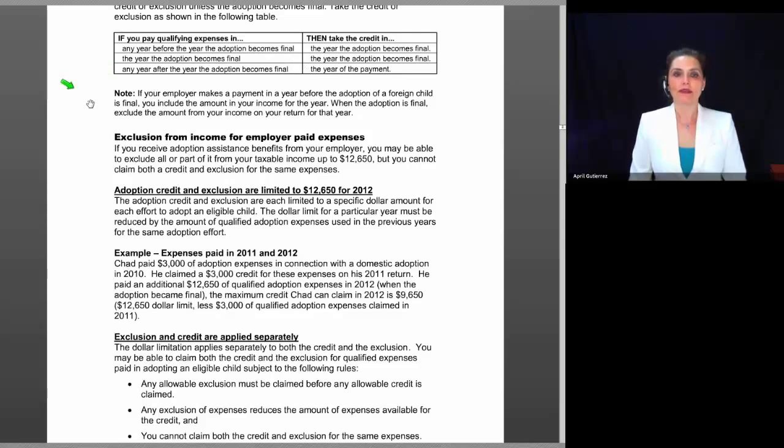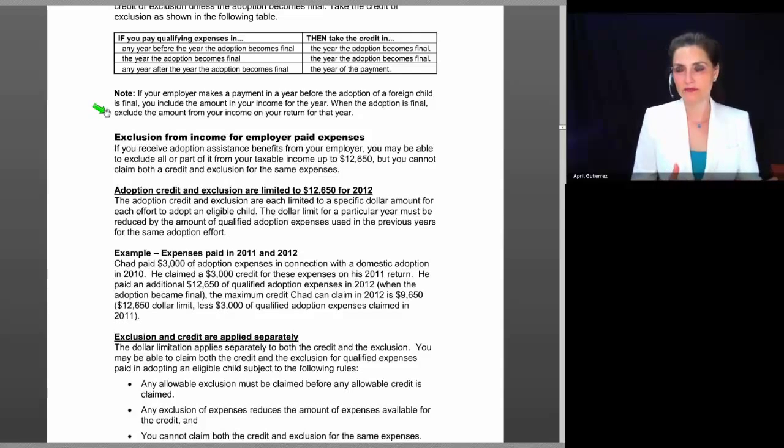Note that if your employer makes a payment in a year before the adoption of a foreign child is final, you include the amount in your income for the year, and then when the adoption is final, you exclude the amount from your income on your return for that year. So in other words, if you are incurring adoption expenses for the adoption of a child and your employer pays those adoption expenses for you, and it's an American adoption, even if the adoption does not become final in that year, the exclusion would still apply. But if your employer is providing money towards the adoption of a foreign child and before the end of that year that adoption is not finalized, your W-2 is going to need to reflect that adoption expense that was paid for you.